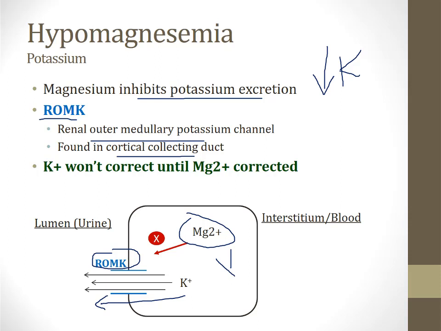When you develop hypomagnesemia, this channel basically goes nuts and starts releasing lots of potassium into the urine. For that reason, patients with hypomagnesemia develop hypokalemia. And in addition, you cannot correct the potassium until the mag is corrected, because you need to correct the mag to shut down this channel. So a classic clinical scenario is a patient with hypokalemia and the potassium is being repleted for several days but will not normalize. That patient probably has hypomagnesemia, and you have to fix the magnesium level before you can correct the potassium level.